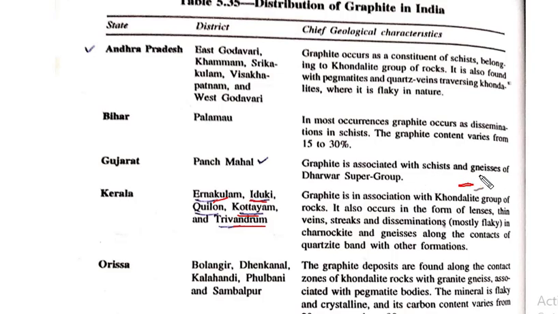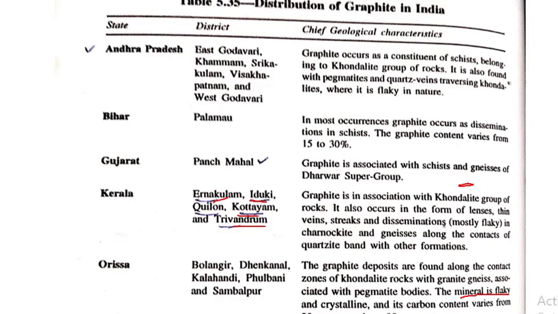In Odisha you will find these graphite deposits in the Kondalite rocks with the granite gneisses associated with pegmatite bodies. The mineral is flaky and crystalline. Here the mineral is flaky, so even with a small amount of pressure it gets deformed. Flakes means they have paper-like forms. Here the carbon content varies from 30 to as much as 80%.